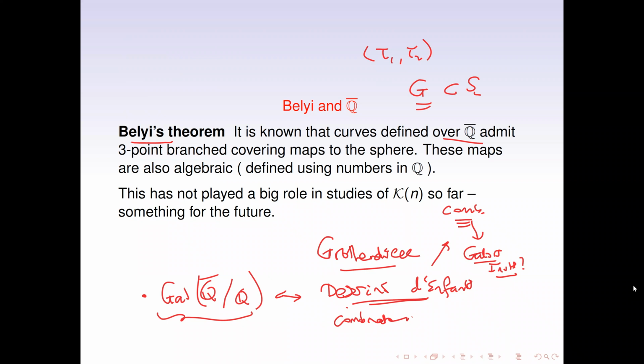So the link between the kind of combinatorics I am describing, the Kronecker coefficients, and Galois invariance properties of these dessins d'enfants or bipartite graphs, that interface hasn't been studied, and it seems like an interesting question for the future.